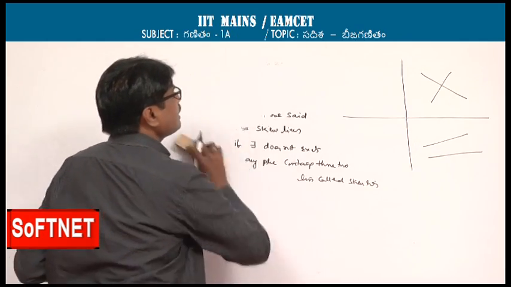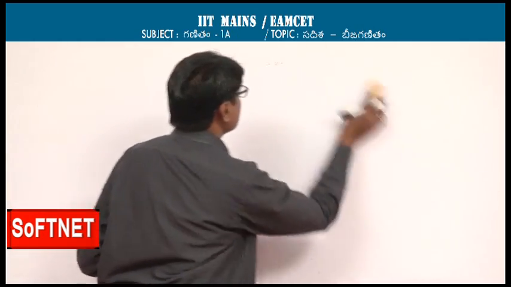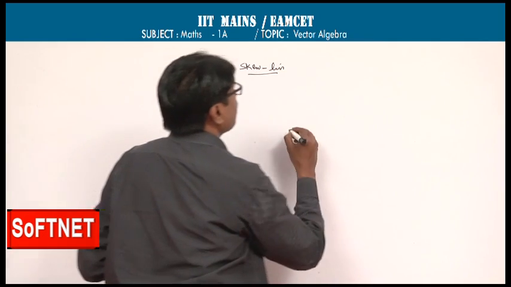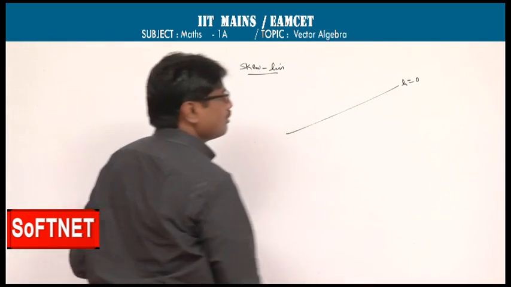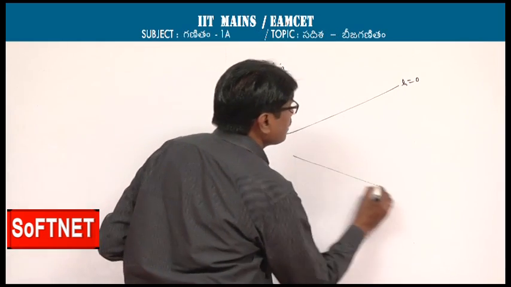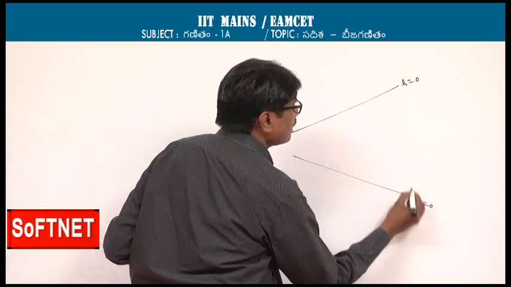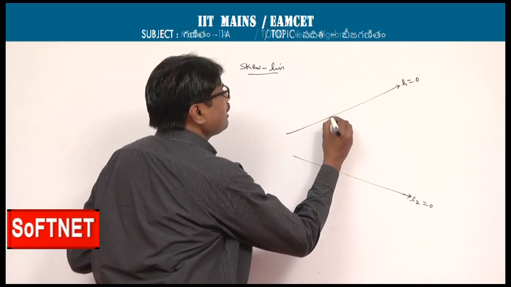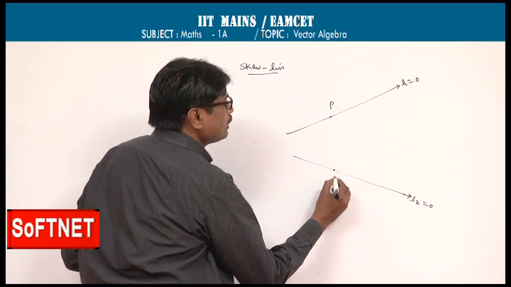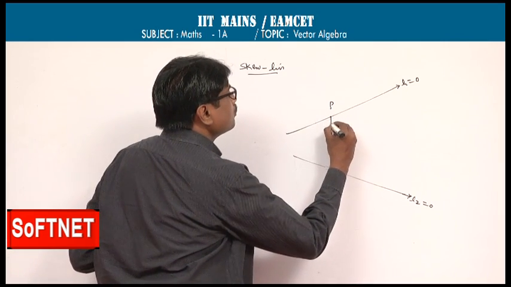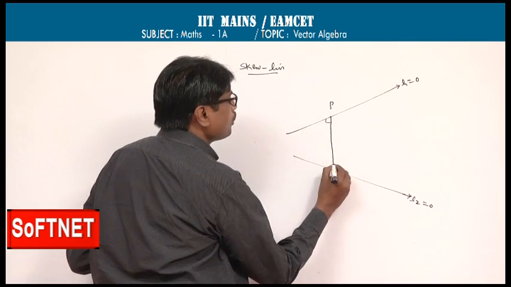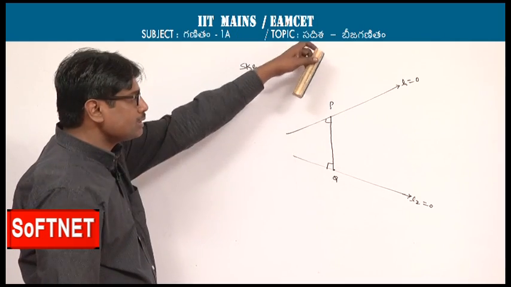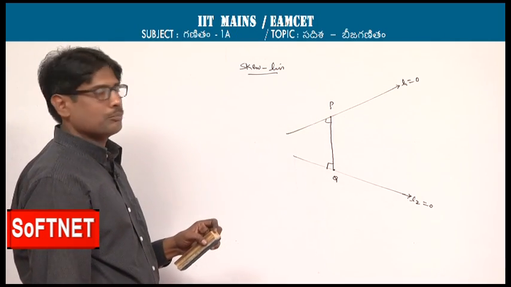L1 equal to 0 and L2 equal to 0, two skew lines. Consider L1 equal to 0, vector equation of the line, and L2 equal to 0, another skew line. There exists a point P on L1 and a point Q on L2 such that PQ is perpendicular to both L1 and L2, then this length PQ is called the shortest distance between L1 and L2.